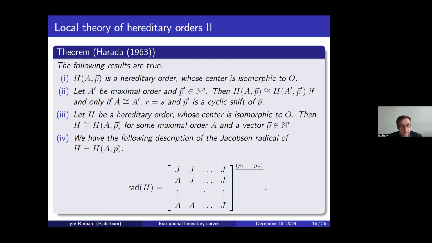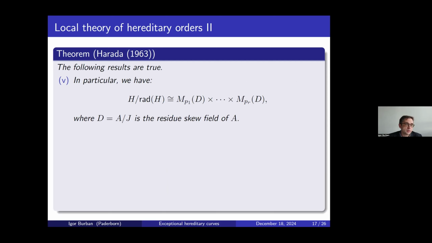Continuing, knowing this, the semi-simple quotient of H is a product of matrix algebras, where again pi_1 till pi_r are entries of this tuple vector pi, and D is determined by the maximal order A. So I take my maximal order, mod out the radical, and the quotient is a skew field, not necessarily commutative. Again, it's some invariant attached to my data.